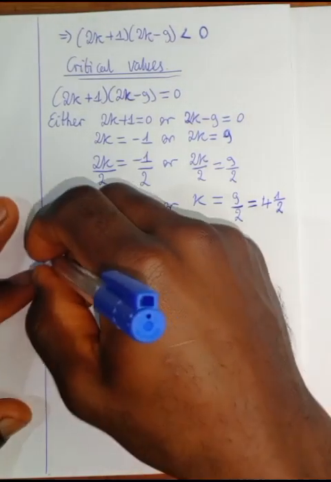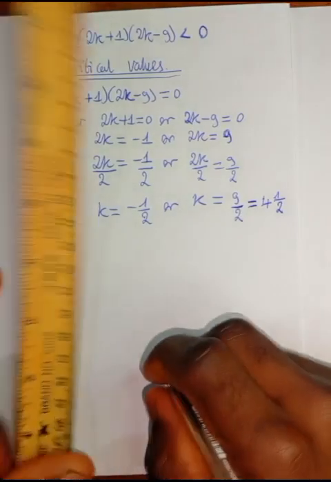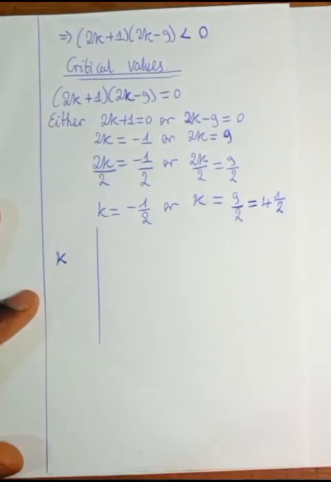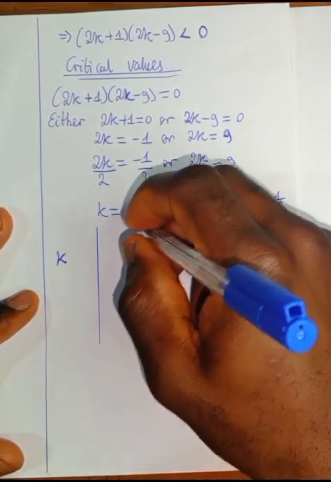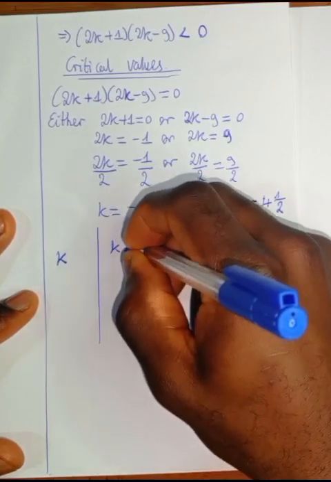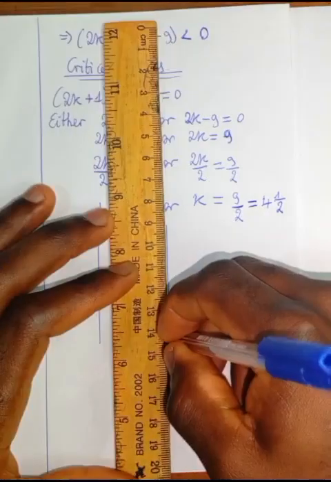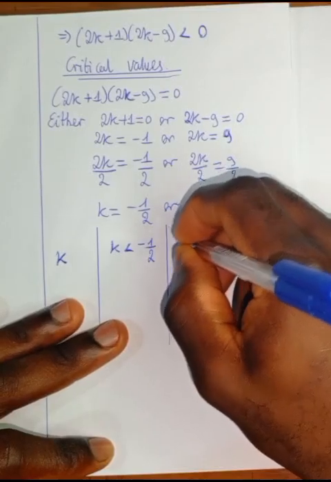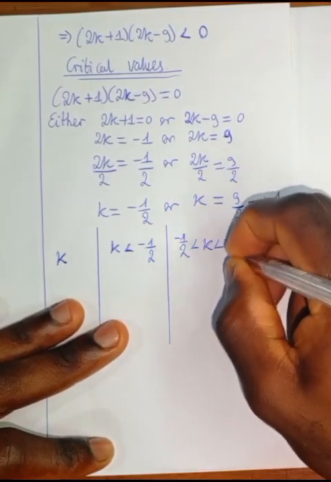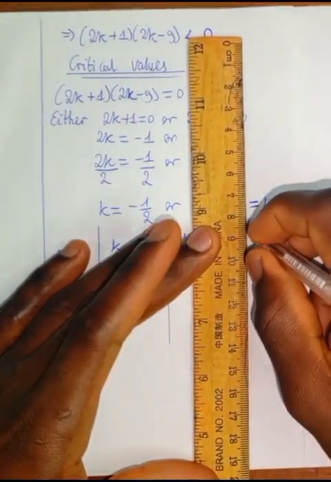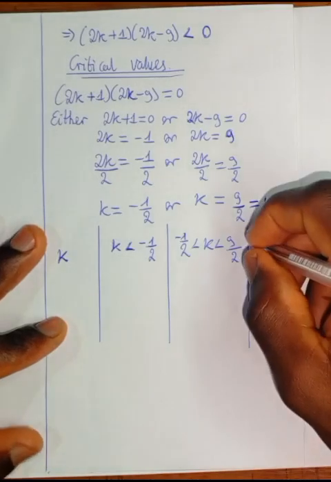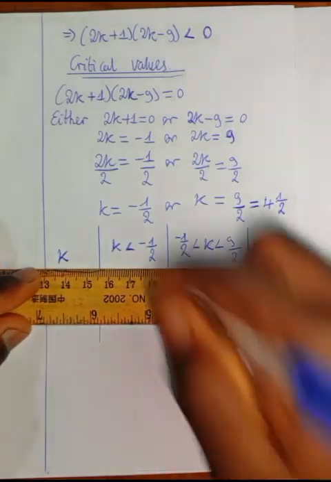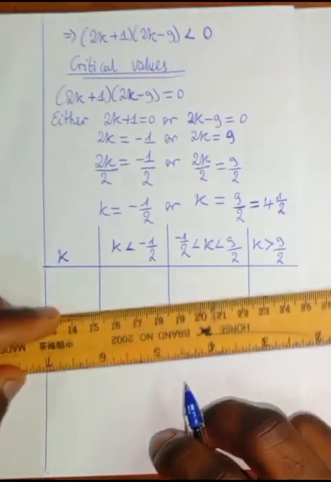We make use of our sign table. We have k, the first column. Next, we get the test values for k less than negative half. Next, we test values between negative half and 9/2, so negative half less than k less than 9/2. Next, we test values for k greater than 9/2. You can make use of the sign table, or the graphical method, to get the required range of values.